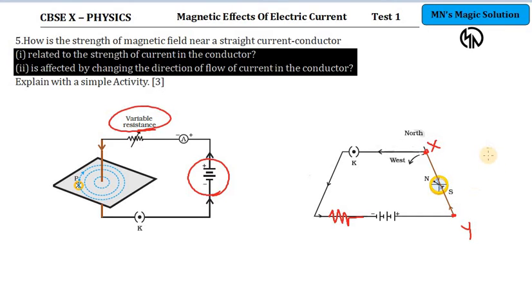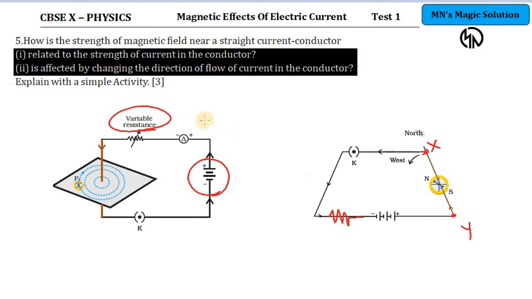So you have to give this explanation. Then the next part, how it is affected by changing the direction of flow of current in the conductor. That is, reverse the polarity. What happens when you reverse the polarity? The deflection also gets reversed. If it was showing north south earlier, now it will show south north for the same thing. Because when we reverse the current, the direction of deflection also gets reversed. Getting it?